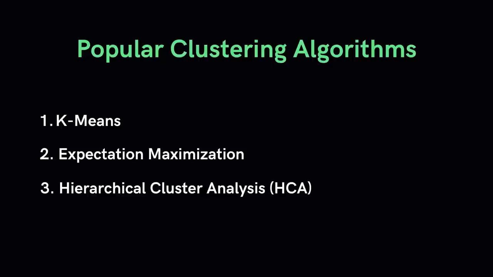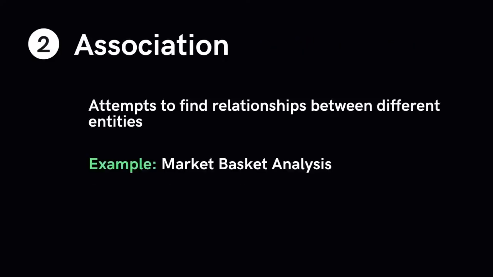Some of the more commonly used clustering algorithms are k-means, expectation maximization, and hierarchical cluster analysis, or HCA. Association, on the other hand, attempts to find relationships between different entities. The classic example of association rules is market basket analysis. This means using a database of transactions in a supermarket to find items that are frequently bought together. For example, a person who buys potatoes and burgers usually buys beer. For example, a person who buys tomatoes and pizza cheese might want to bring pizza bread, and so on.